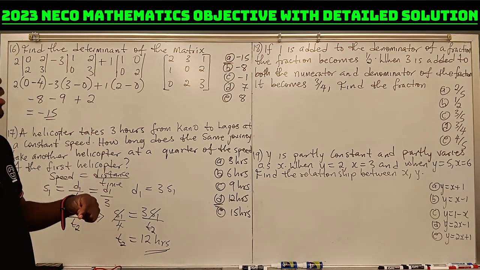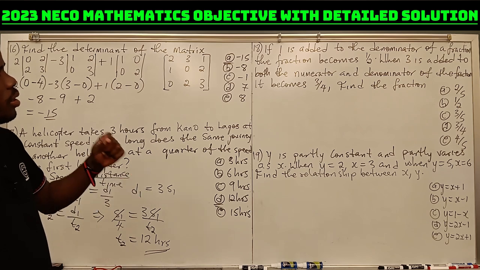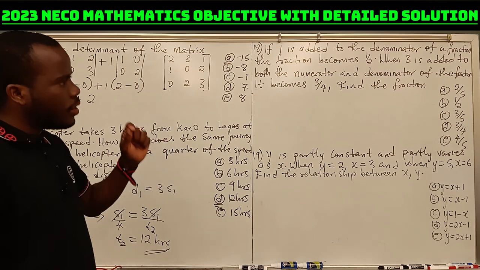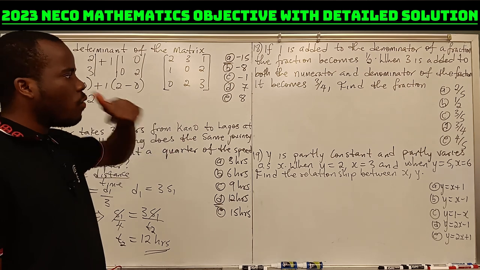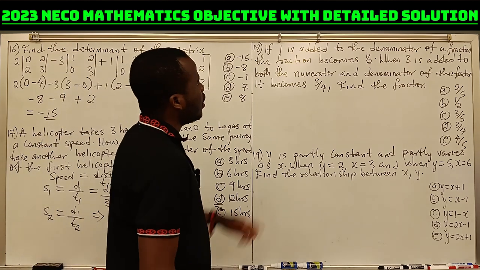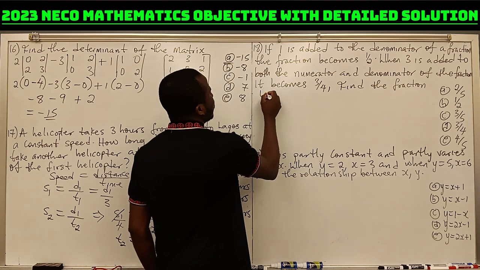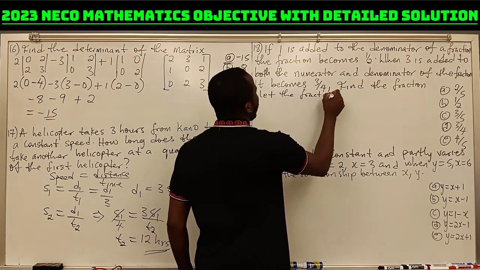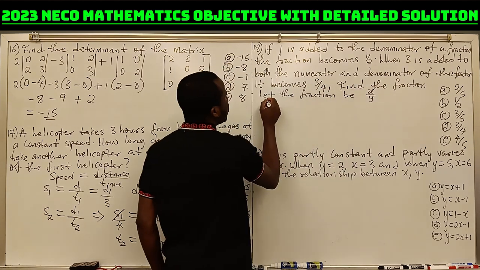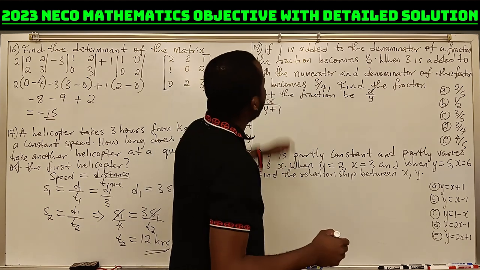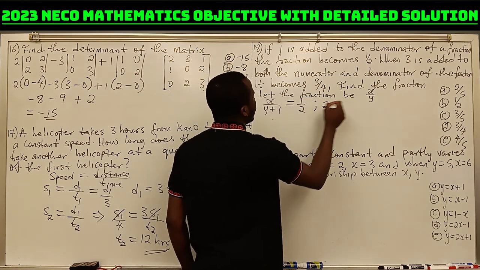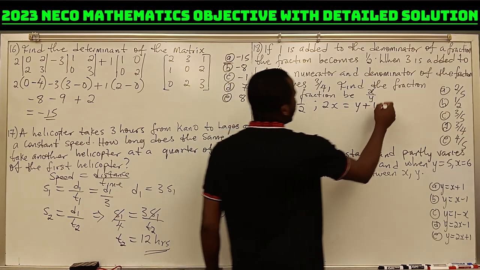Question 18 says, if 1 is added to the denominator of a fraction, the fraction becomes 1 over 2. When 3 is added to both the numerator and the denominator of the fraction, it becomes 3 over 4. Find the fraction. This will simply lead us to simultaneous equations. So let the fraction be x over y. If 1 is added to the denominator, it becomes x over y plus 1, and the fraction becomes 1 over 2. Cross multiplying, we have 2x equals y plus 1. This is equation 1.